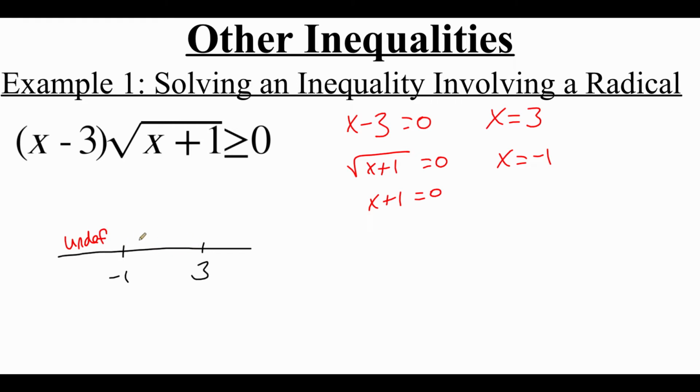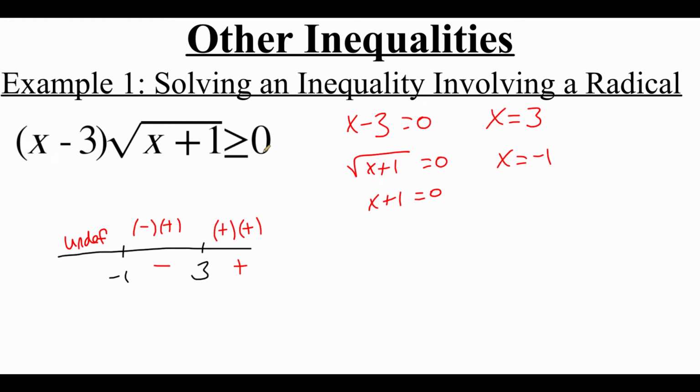Now if I plug in something between negative 1 and 3, so maybe 0, if I plug in 0 to the first factor, that'll give me a negative result. And if I plug in 0 underneath my radical, that'll give me a positive result, and a negative times a positive will give me a negative answer. And then if I plug in something to the right of 3, so maybe 4, if I plug 4 into the first factor, I'll get a positive result. And if I plug in 4 underneath that radical, I'll get another positive result. Positive times positive means we get a positive answer here.